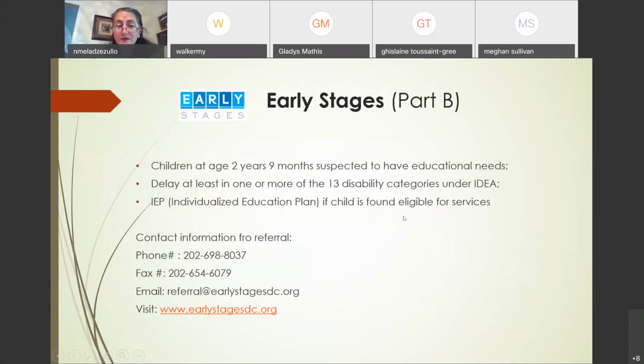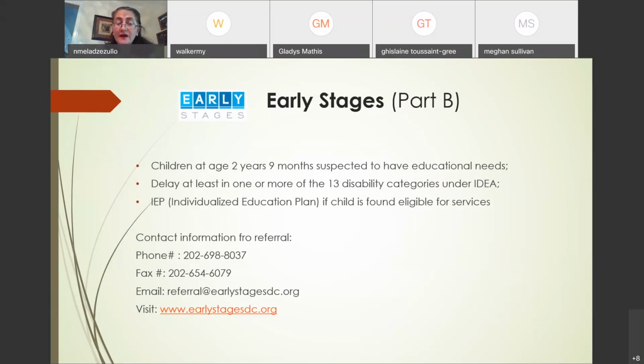That's another program, the early stages. It's Part B. Again, if your child is already or almost 3, or at age 2 and 9, and you discover that your child needs additional evaluation because, for example, he still doesn't talk like 3-year-olds should be talking and cannot make a sentence, or cannot express his needs, and then you have a concern, you can, as an individual parent, address them. And again, I have information for you there.